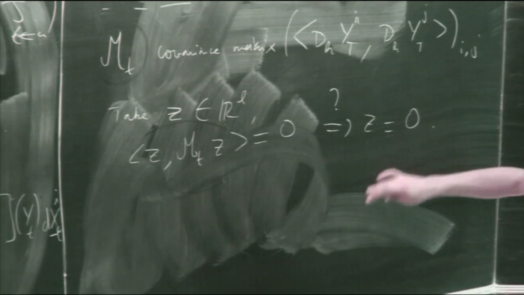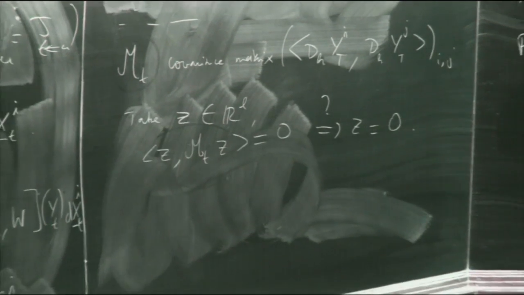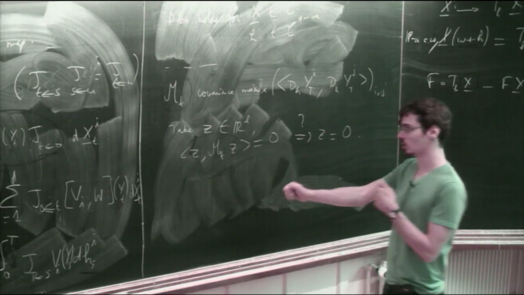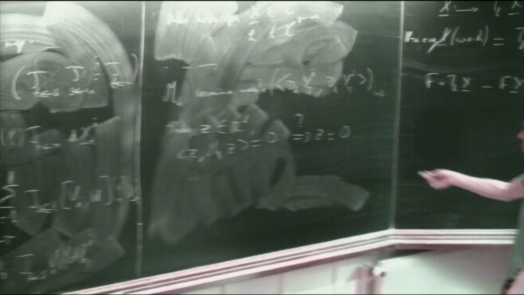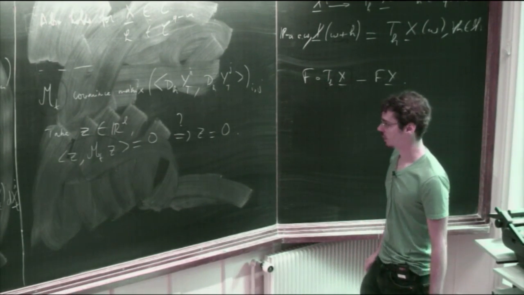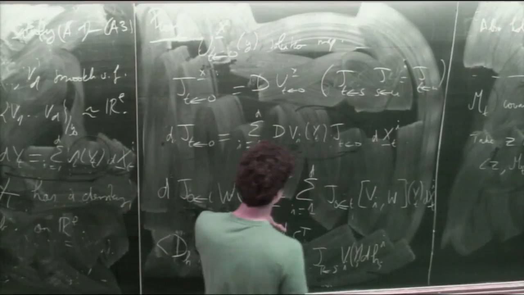And then what we're just going to do is write this in terms of a rough integral, and then by some induction procedure, we'll see that z is orthogonal to all the Lie brackets of the vector fields at the starting point, and this will imply by assumption that z is equal to 0. Okay, so let me write, what does this mean?